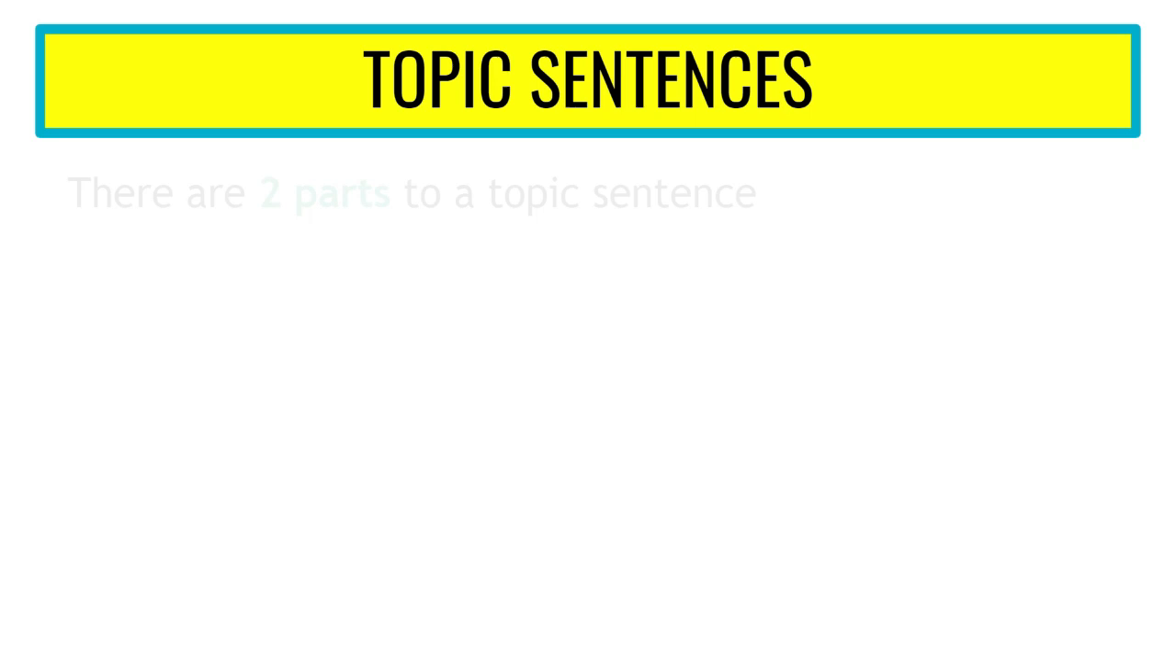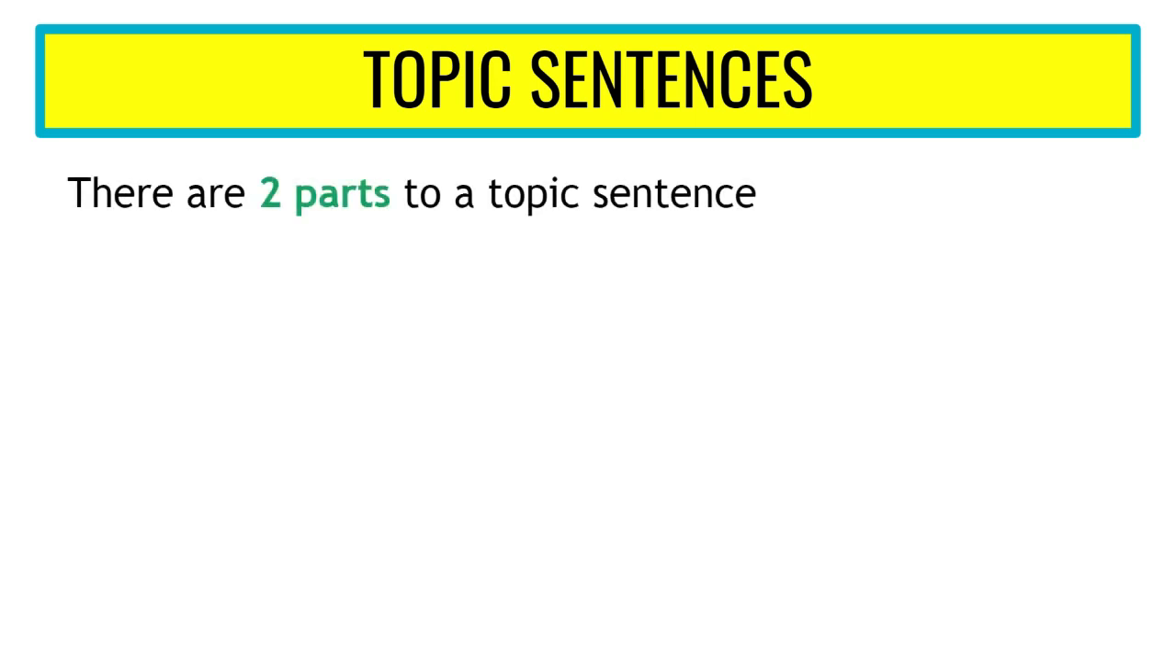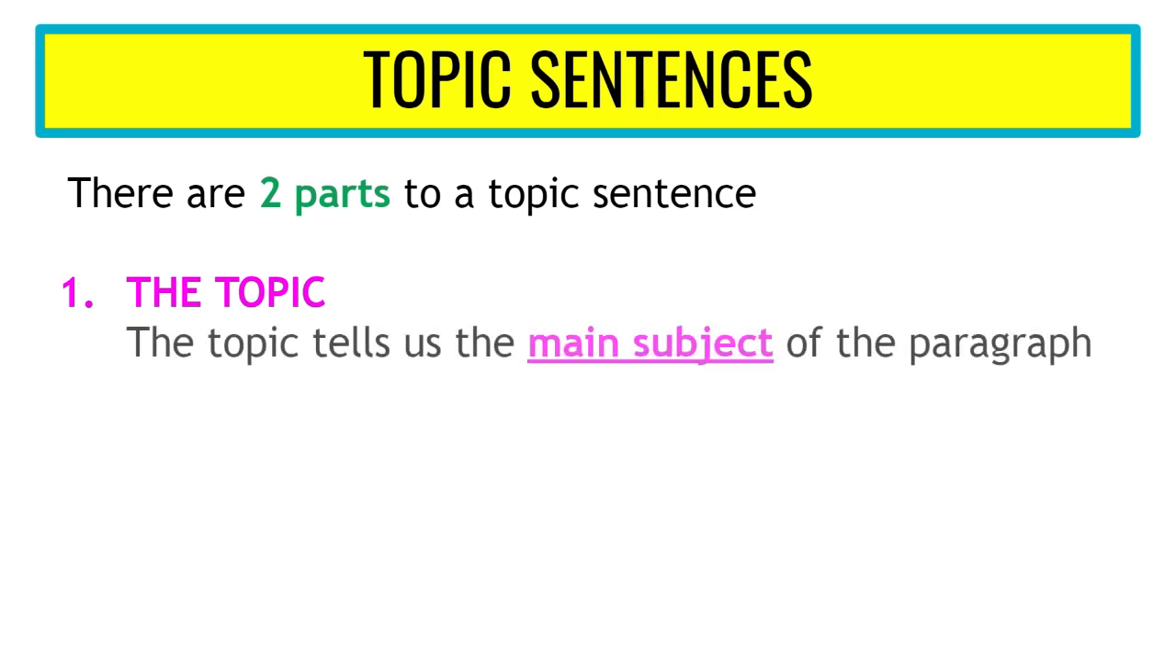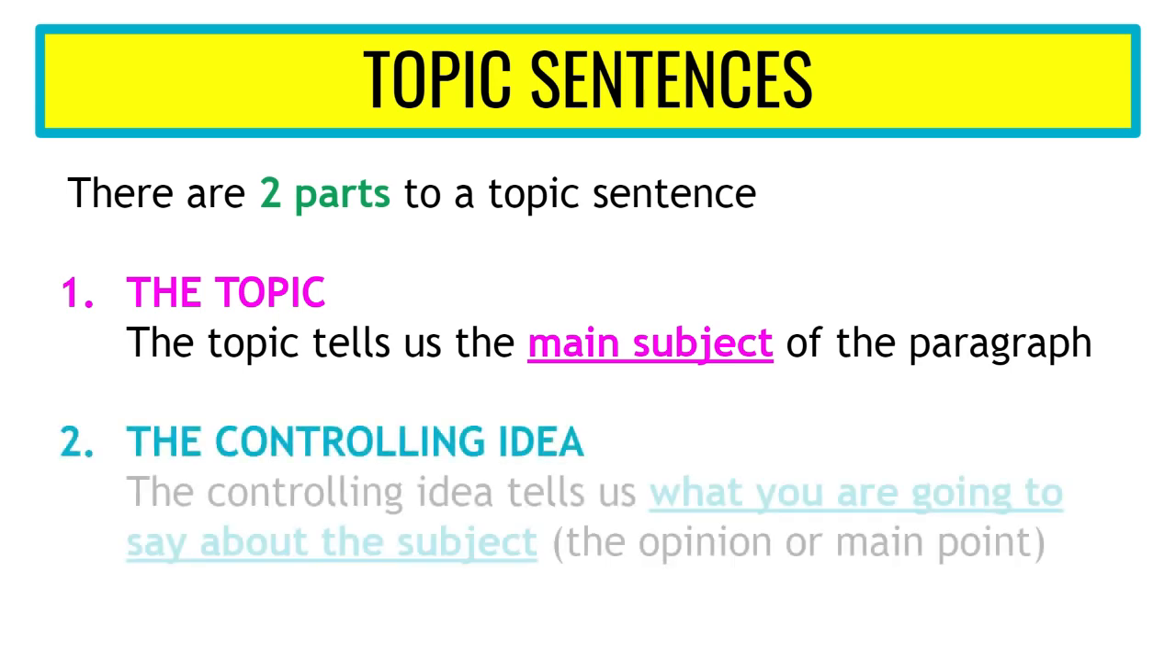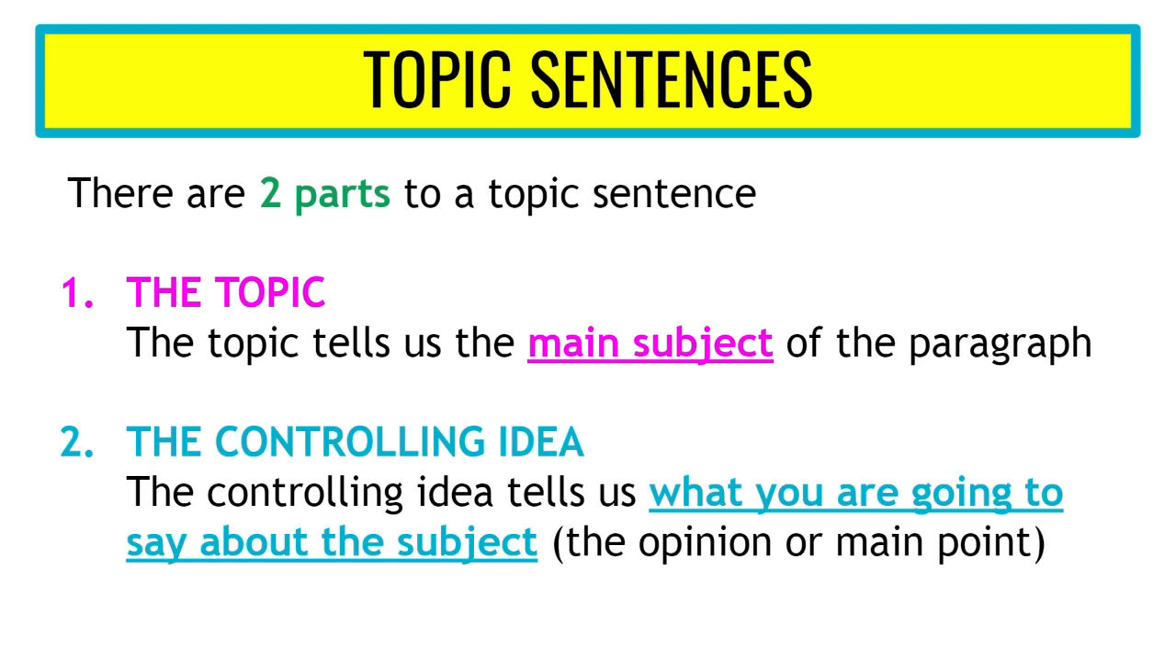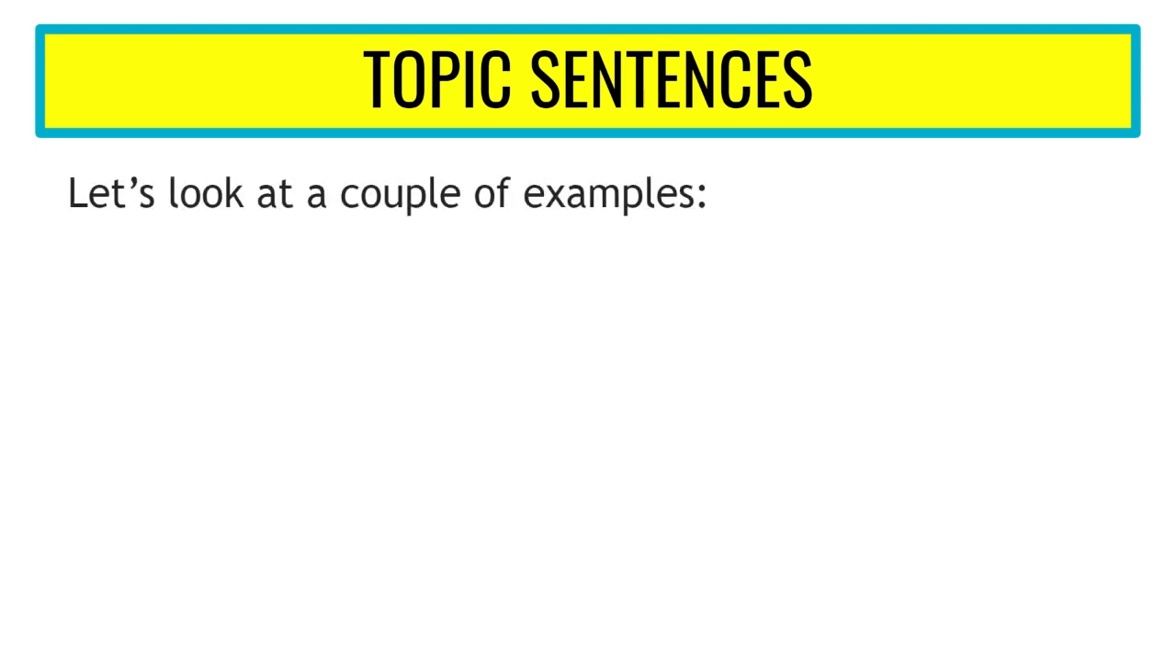There are 2 parts to a topic sentence. The first part of a topic sentence is the topic. And the topic tells us the main subject of the paragraph, so what you are going to be talking about. And number 2 is the controlling idea. The controlling idea tells us what you are going to say about the topic or the subject. So usually it is an opinion or the main point of the rest of your paragraph. Let's take a look at a couple of examples.